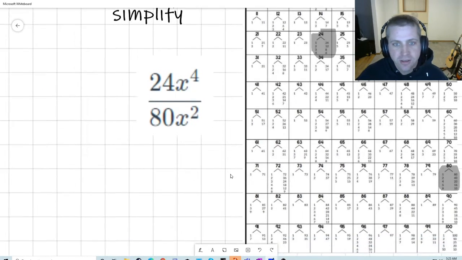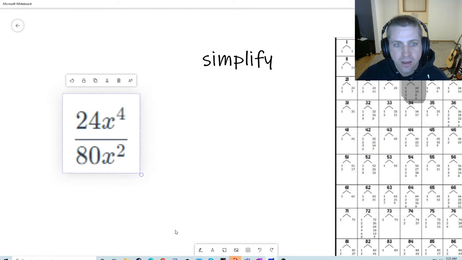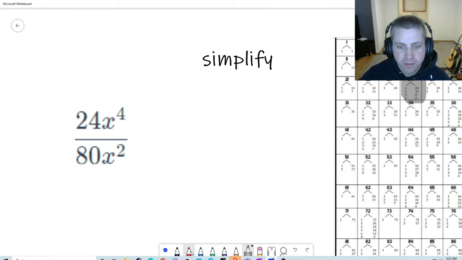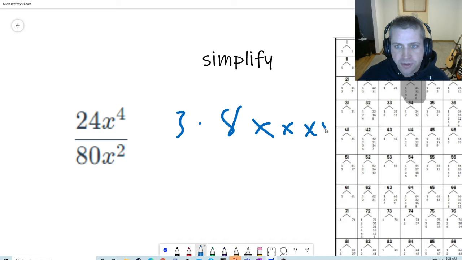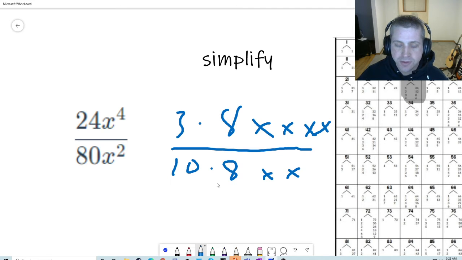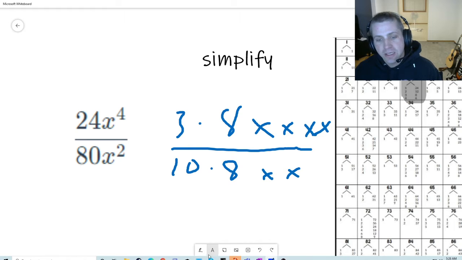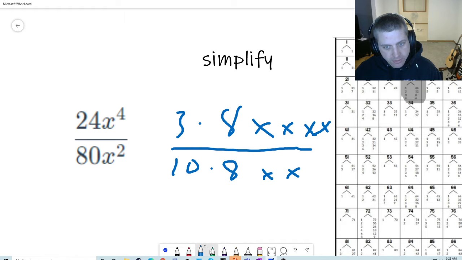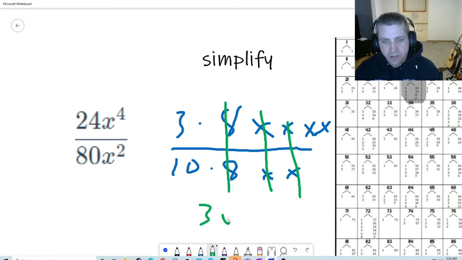I'm seeing 8. So what I'm going to do is I'm going to rewrite this as a multiplication problem. So write this as 3 times 8. And then we got 4 x's multiplied as well. And I'm going to write that as 10 times 8. We got 2 x's. I know you can do this without rewriting as a multiplication problem, but we're going to get used to factoring the top and bottom. Factoring meaning write it as a multiplication problem. And then you can start dividing things to 1. So we end up with 3x squared over 10.